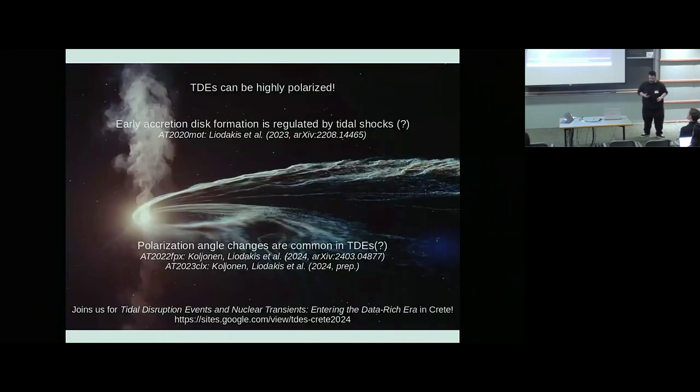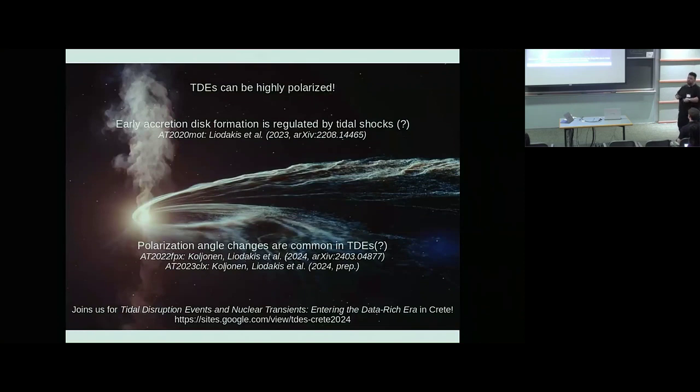So just to summarize, as you've seen, TDEs can be highly polarized, and we don't know where that polarization is coming from. We think we're looking at shocks, but this is at this point pretty much in lack of a better model. So if you have ideas, if you have a model that you think fits better, please let me know about this. We see a lot of polarization variability, which was not really expected.